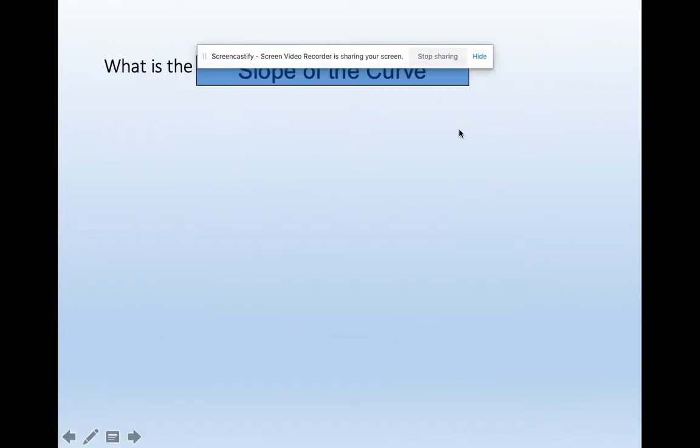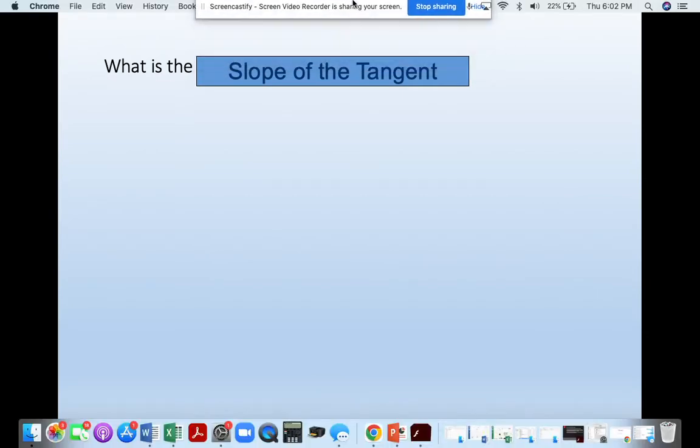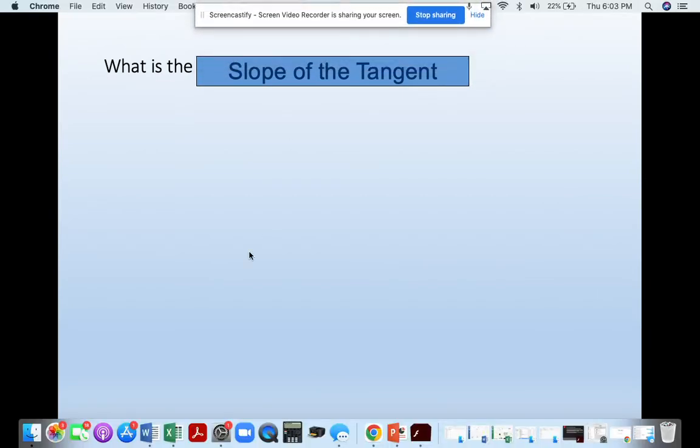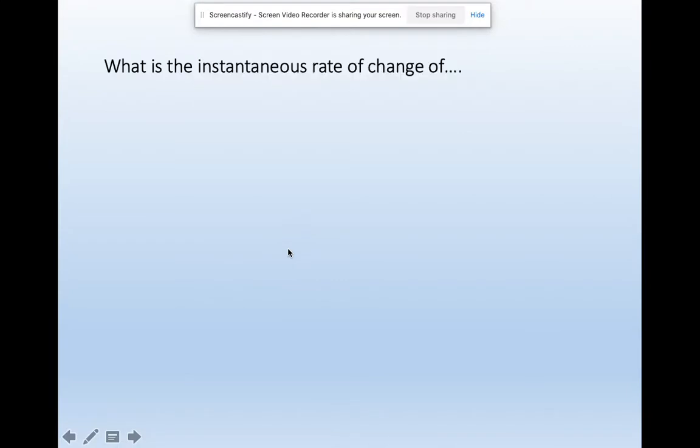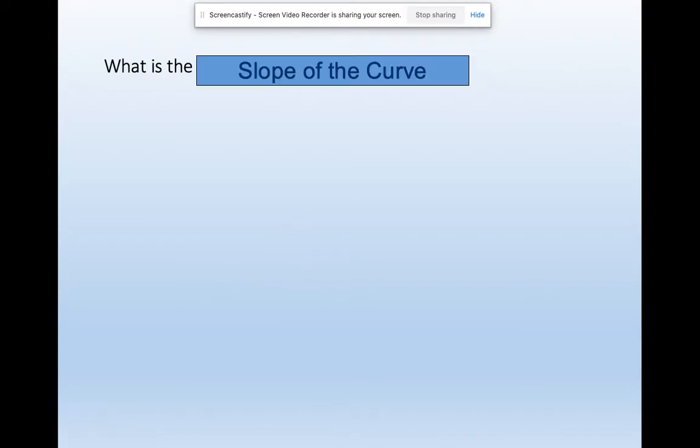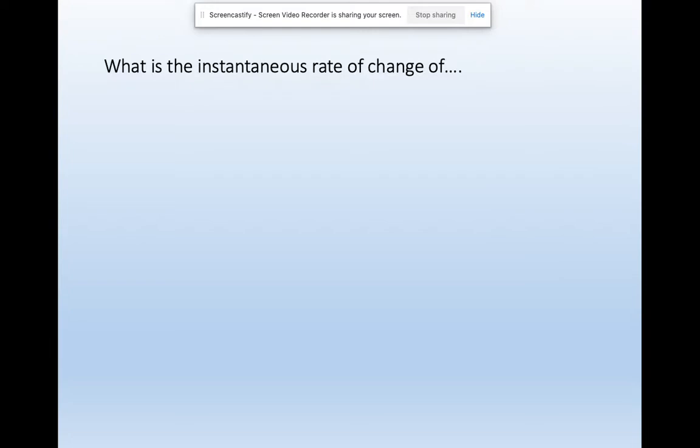All right. So remember from yesterday's lesson, we said that the instantaneous rate of change is the same thing as asking for the slope of the curve.